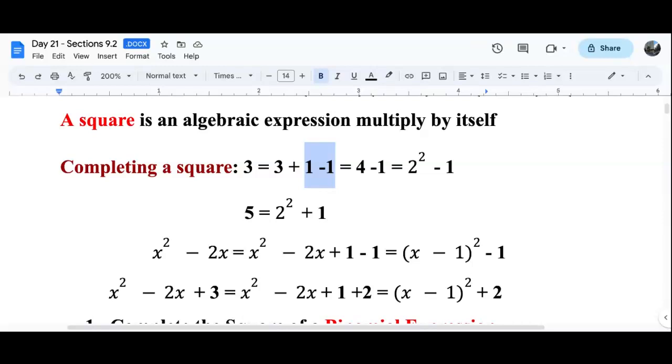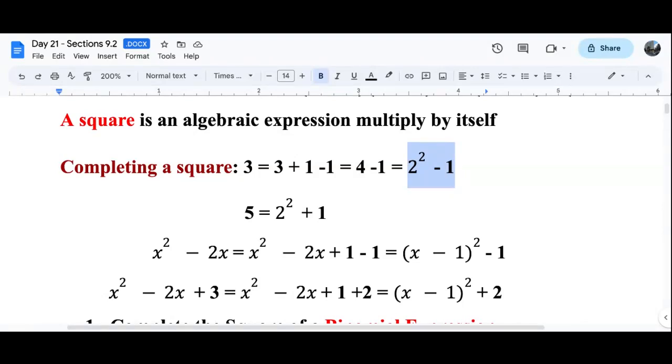I like to call 0 and 1 transformers because 0 is any number subtract itself, and 1 is any number divided by itself. We always use this trick in mathematics. We always add 0 or multiply by 1. In this case, we add 0, which is 1 minus 1. So 3 plus 1 is 4. Now we managed, right? We complete a square.